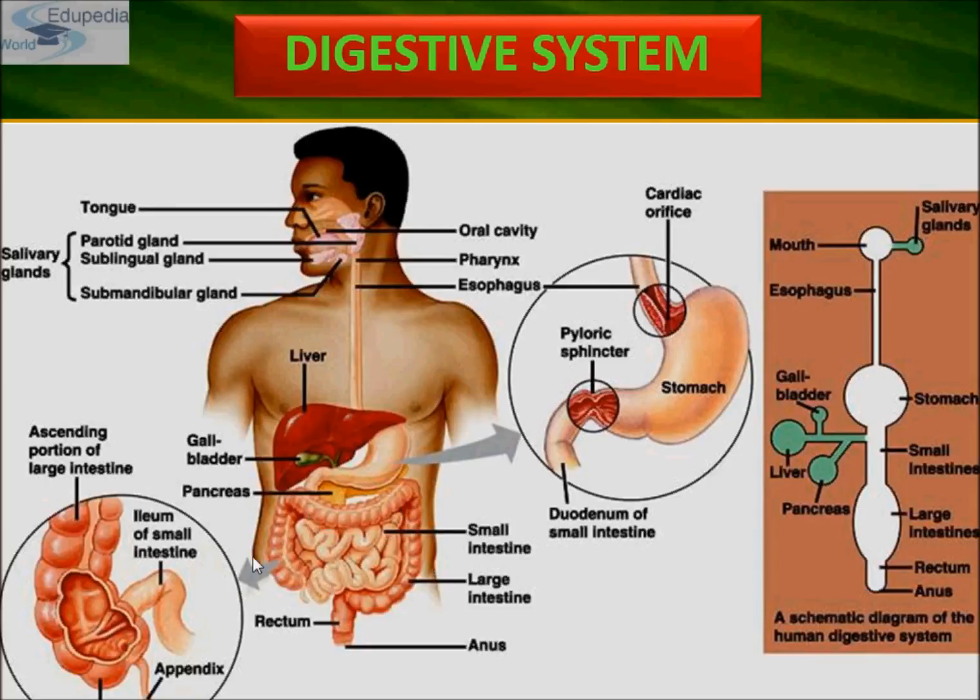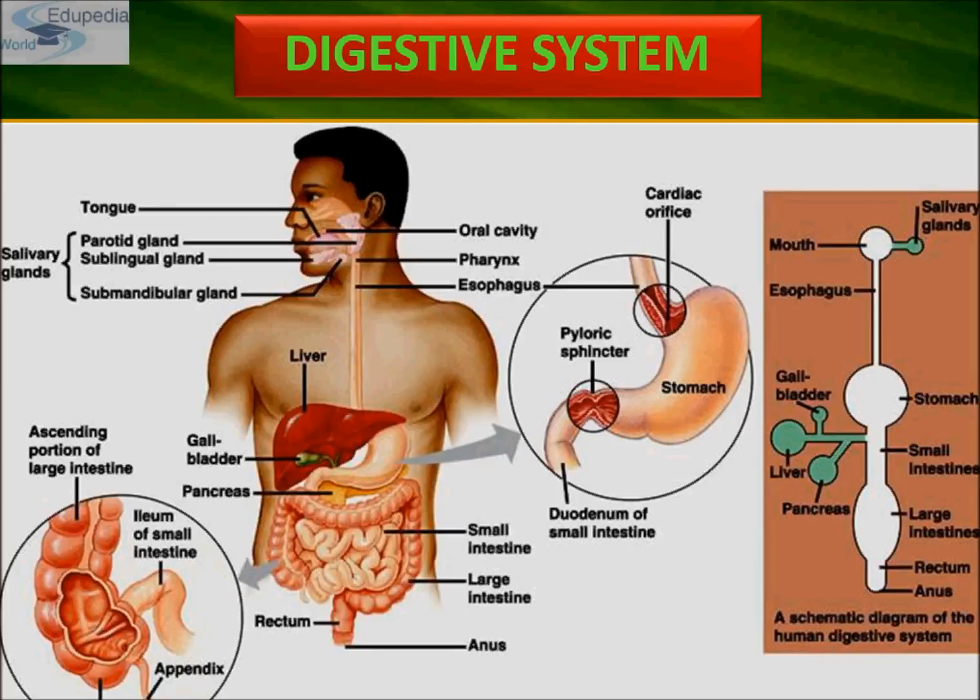Large intestine zoom view is this. Ileum of the small intestine is this. This is the appendix, which is closely attached with the large intestine, okay, and this is the cecum, and this is the rectum, and finally the food moves out from the anus, okay.